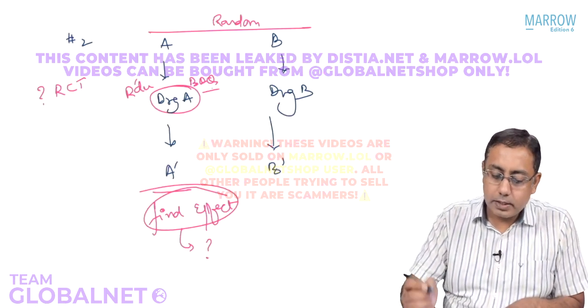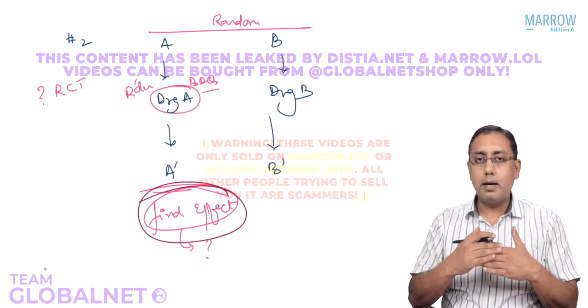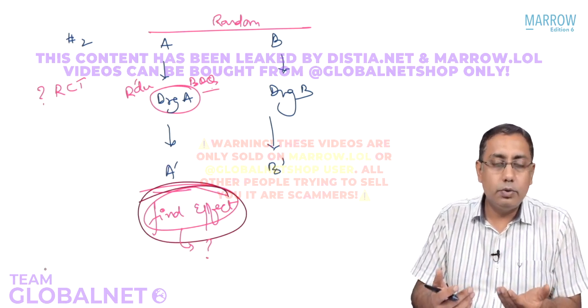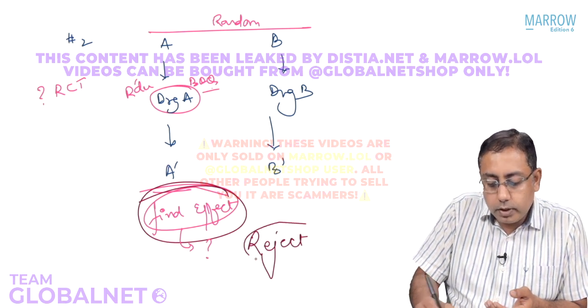So now, based on this understanding, if you're finding an effect, what is the null hypothesis? The null hypothesis states that there is no difference, right? So if you find an effect, what are you going to do to the null hypothesis? You're going to reject it because you found a difference.